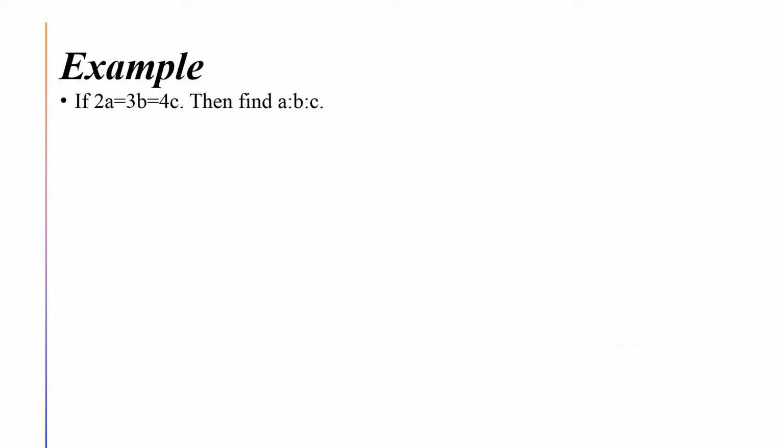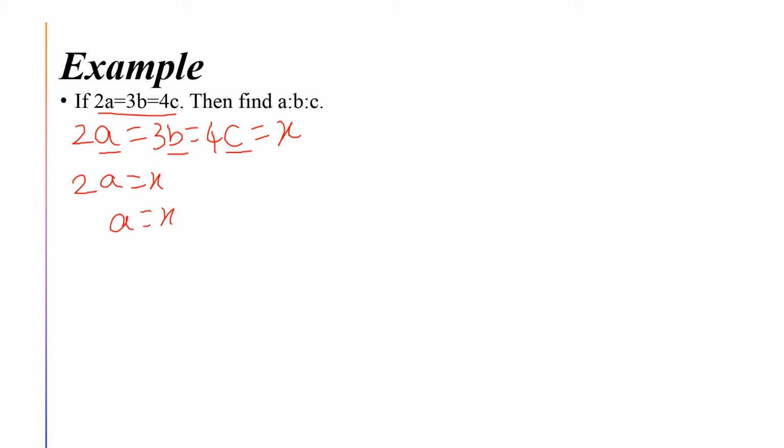In this problem, they ask you to find the value of a is to b is to c. This is similar to the previous problem, but in the previous problem they gave this value in the form of ratio. So in the first step you have to equate this value to x. That is 2a is equal to 3b is equal to 4c is equal to x. Next step you have to find the value of a, b and c. That is 2a is equal to x. Therefore, the value of a is x by 2.